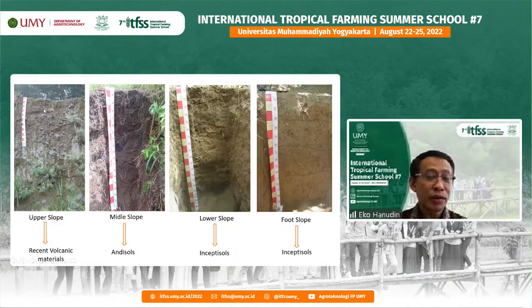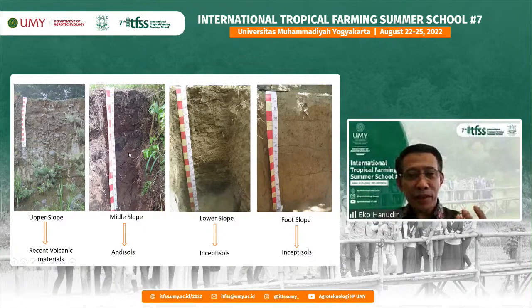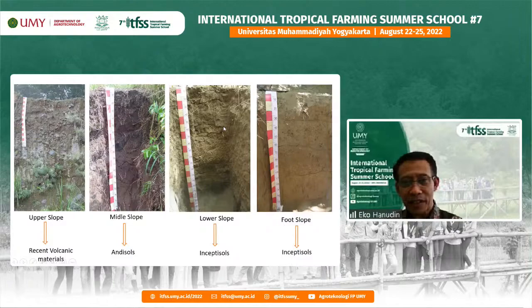And if you go down to the middle slope, you observe this is Andisol, with black color and friable, and also the bulk density is very light, and this is the most fertile soil. Andisol is the most fertile soil compared with other soil types. And we go down to the lower slope area. You see, this is just an example, Inceptisol soils. This is also a fertile soil, until the foot slope, we have Inceptisol soil. This is the name in soil classification according to USDA, the United States Department of Agriculture.